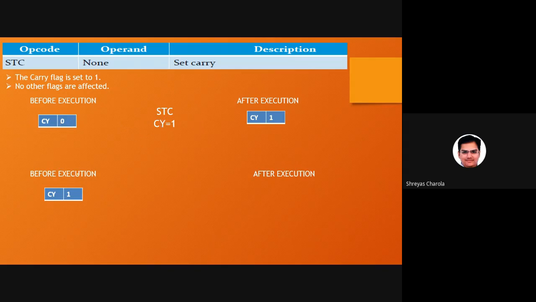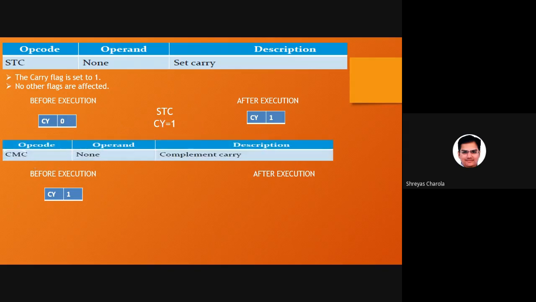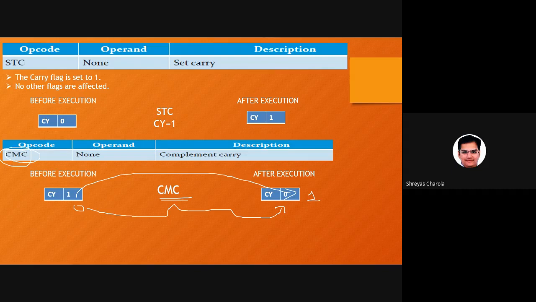and that is what we call set carry. Here, if you want to complement the carry, whatever the value of the carry might be, and if you want to complement it, then you will write CMC. So this one will change to 0. Let's suppose previously it is 0, if you write CMC, carry will change to 1. So that is nothing but the CMC.